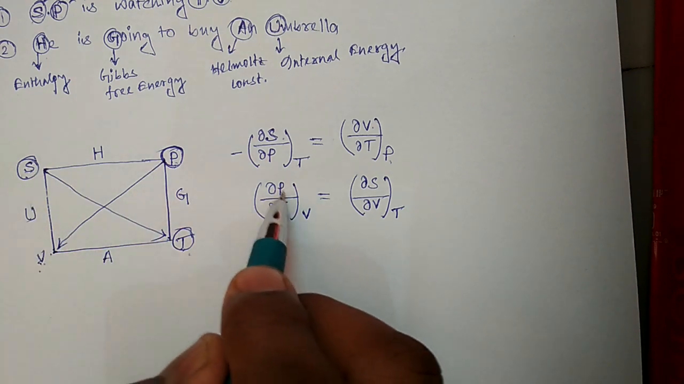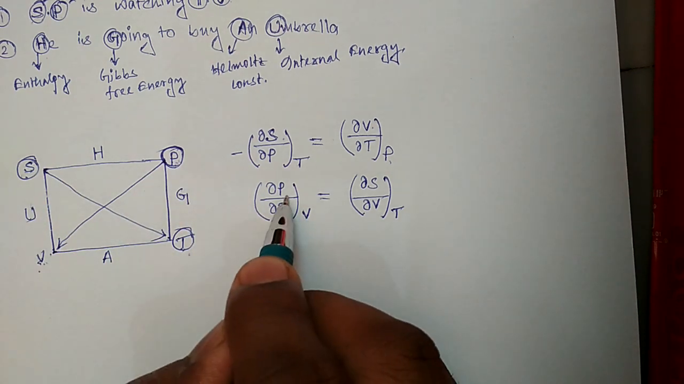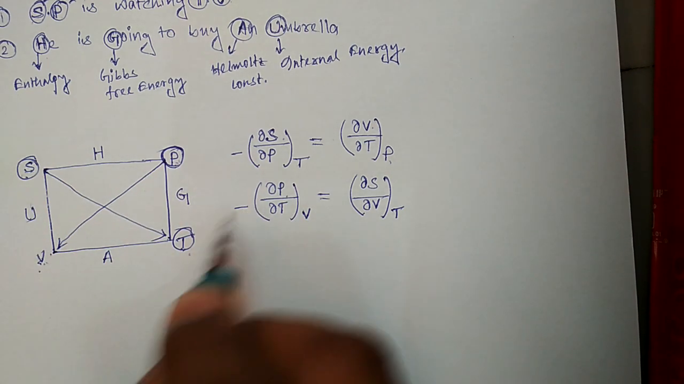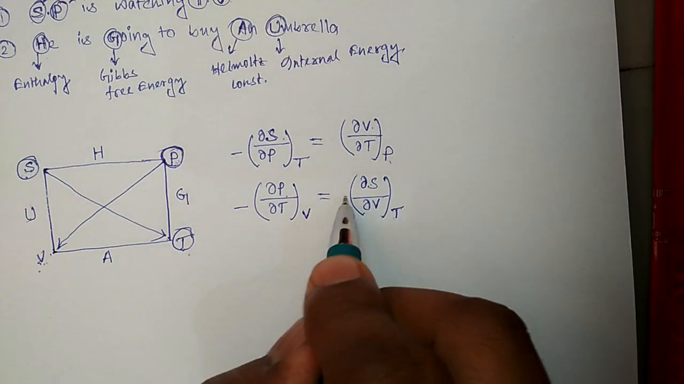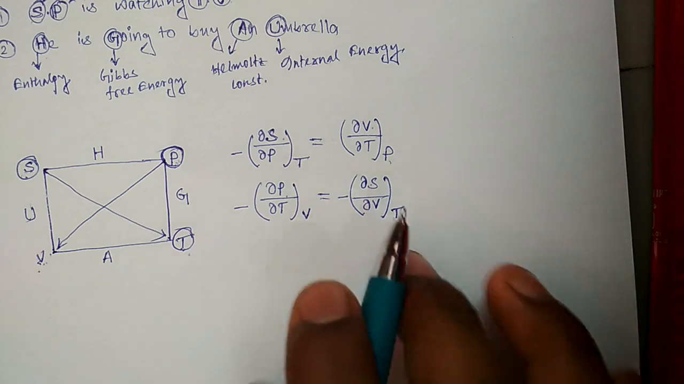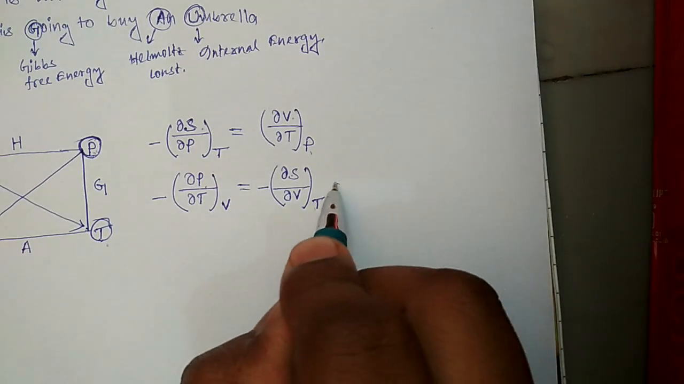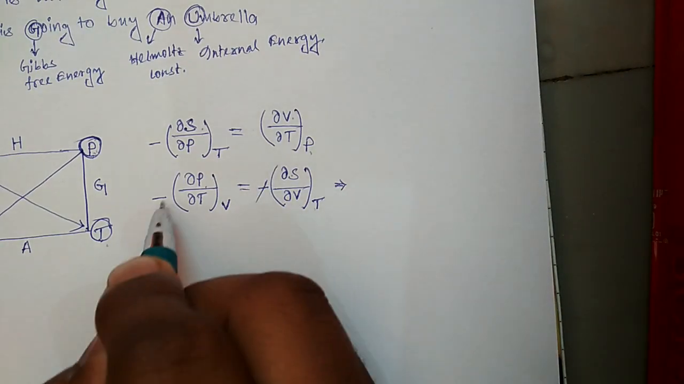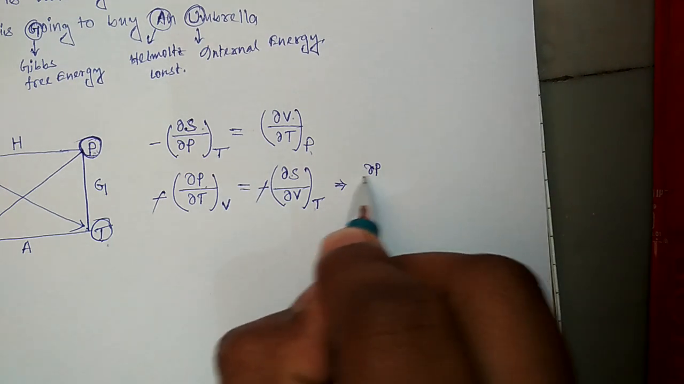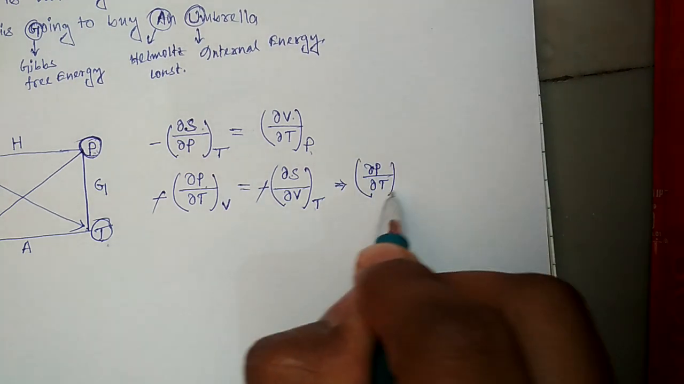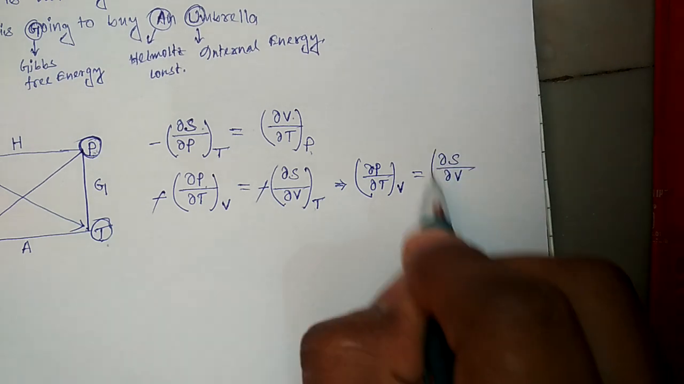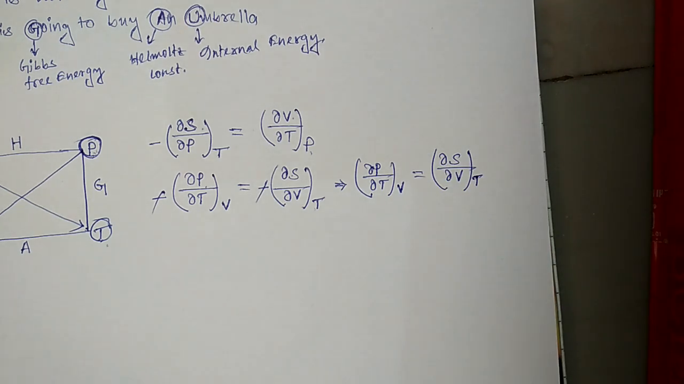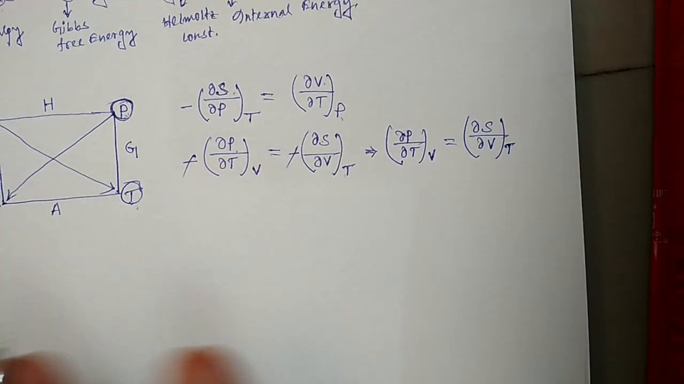Now we have to look at the arrows. The first arrow goes from P to V, but we need V to P, so there is a negative sign. And again, the arrow goes from S to T, but we need T to S, so there is also another negative sign. And these two negative signs cancel out. We can write del P by del T at constant volume is equal to del S by del V at constant temperature. This is the second Maxwell relation.